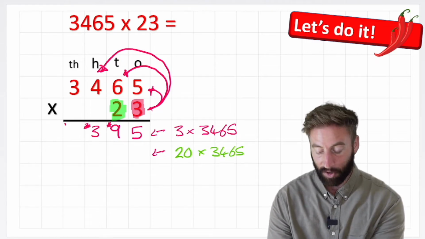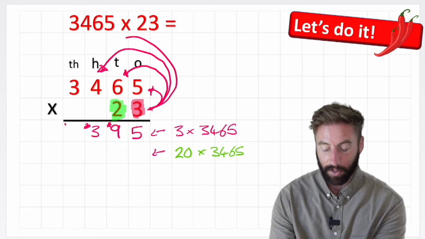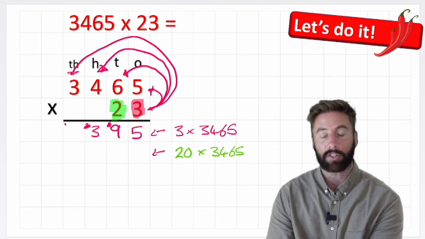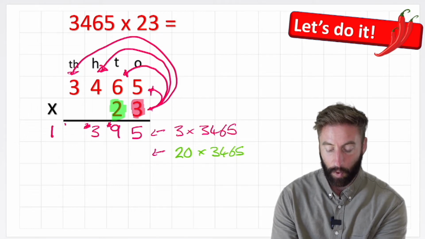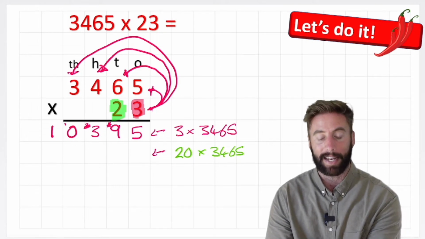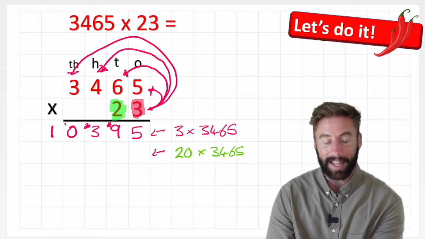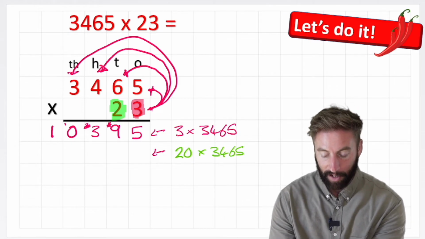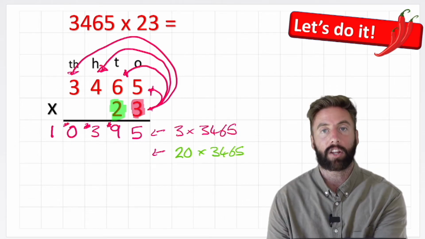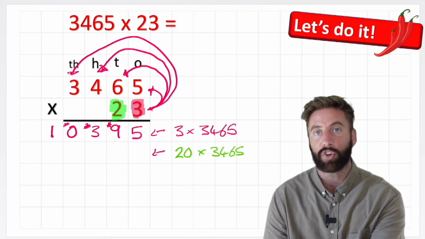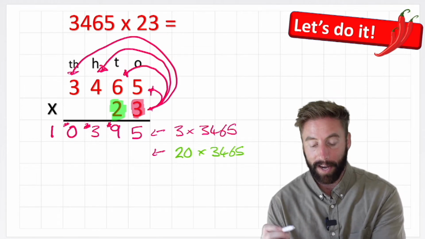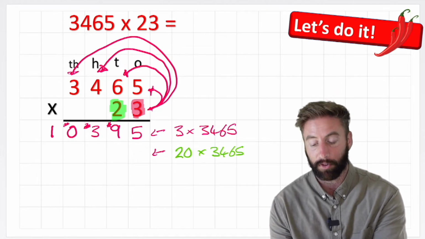Now lastly, I can do 3 times 3 for my thousands column, and 3 times 3 is 9, plus the 1 is 10. Nowhere else to go, so I can just write my 10 into the next column, which would be my 10,000s. Get rid of that little 1, because we've used it. So the answer to 3 times 3,465 is 10,395.